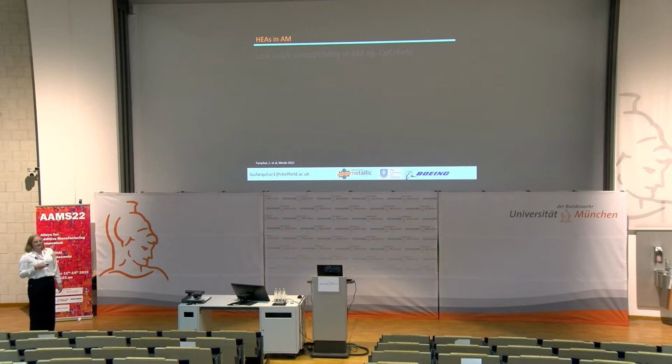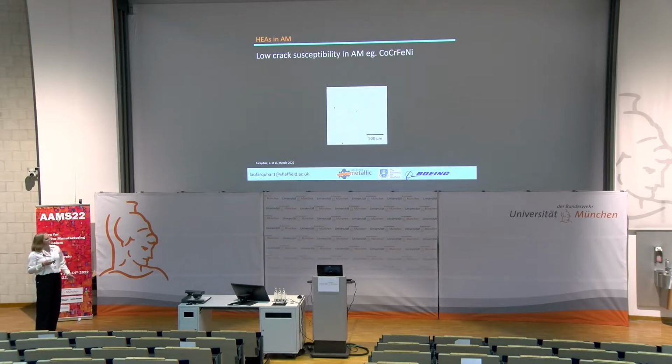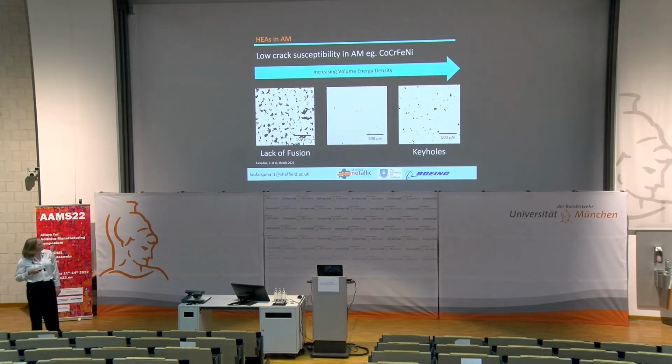So why are they so looked at in AM? Well, we've done some work previously on the cobalt chromium iron nickel system, and often these alloys, because of their stable solid solution, show a really good crack susceptibility. So just to illustrate that, this alloy had 99.9% density at an optimum VED, and when you decrease that, it shows lack of fusion, and when you increase that VED, it shows keyholes, but at no point does this alloy crack when you process it by AM.